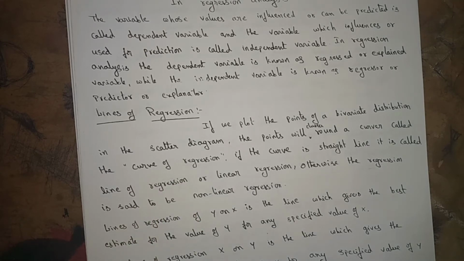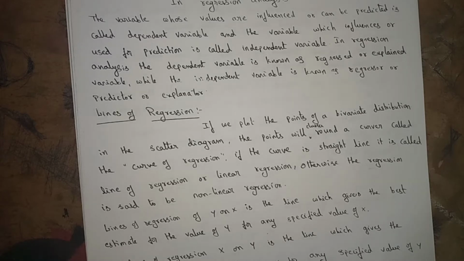If you plot all the points of a bivariate distribution in a scatter diagram, the points will form a curve. This is called the curve of regression. If the curve is like a straight line, then it is called the line of regression or linear regression. Otherwise, it is said to be non-linear regression.